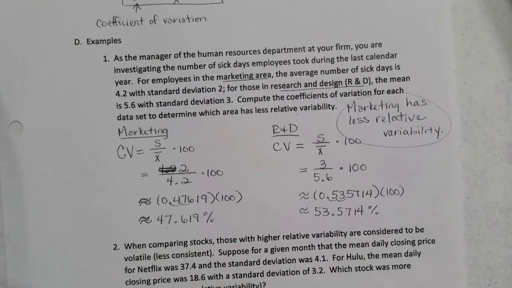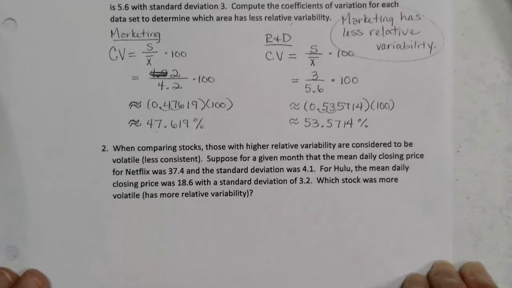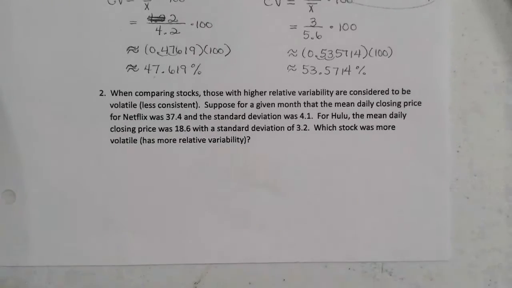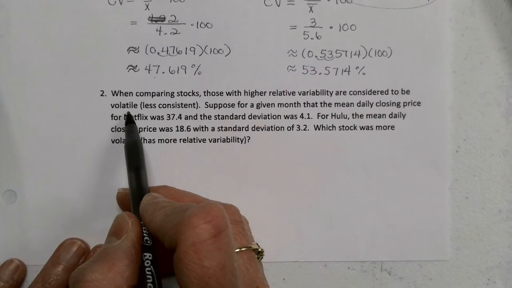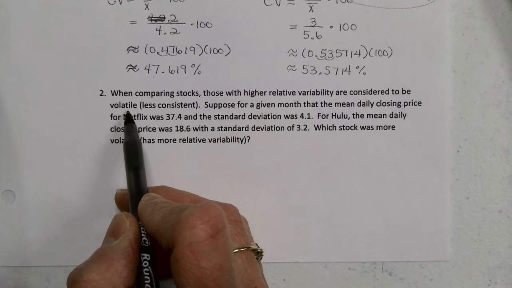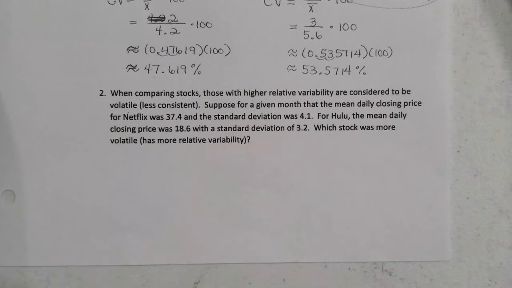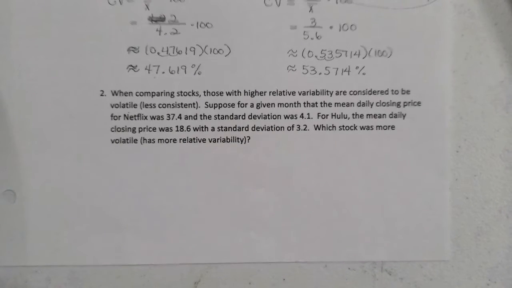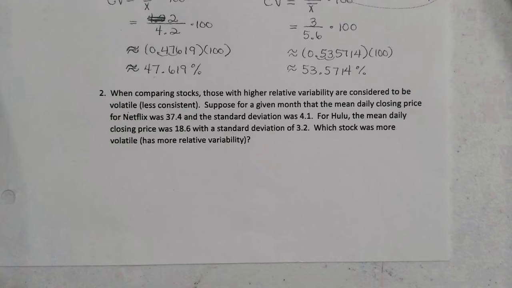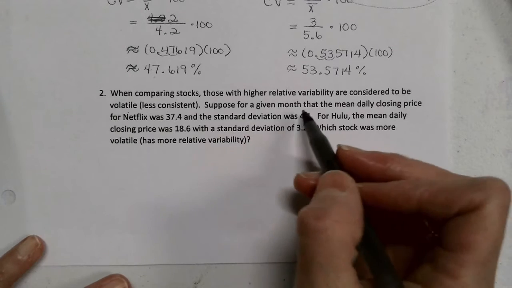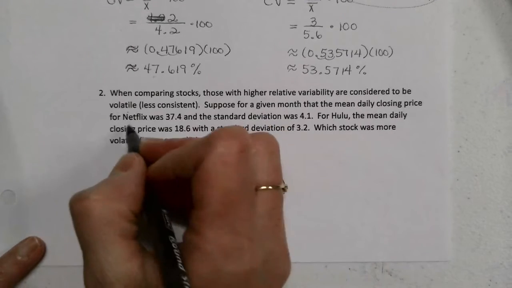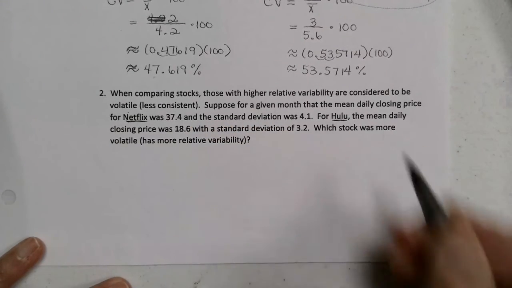Okay, so let's check another example here, just to make sure we're really good at this. Now we're comparing stocks. We want to compare stocks because those with higher relative variability are considered to be volatile. In other words, they're less reliable, less consistent. So we want a lower relative variability, which is more reliable. We're going to compare stocks in a given month, Netflix and Hulu.